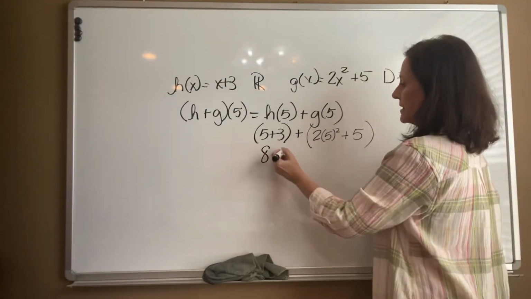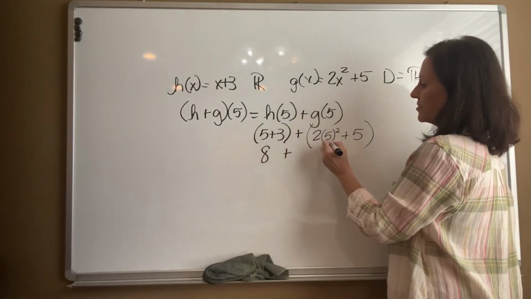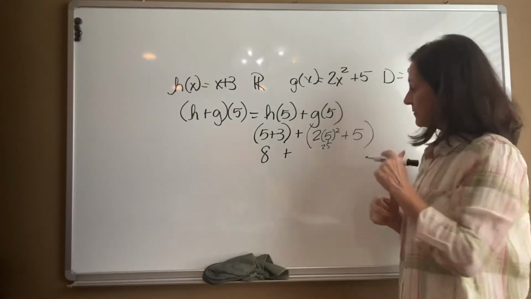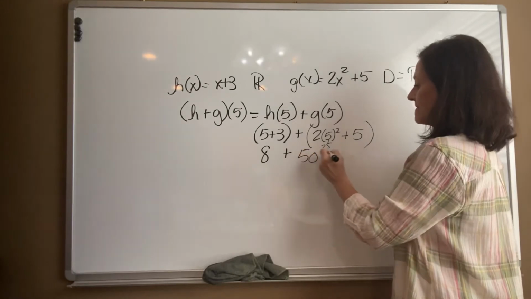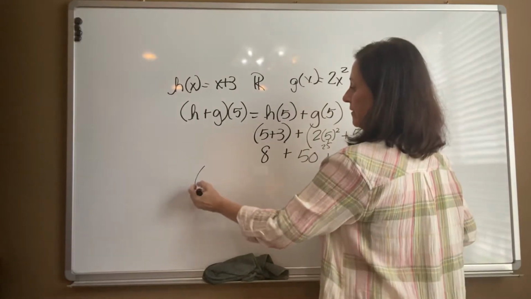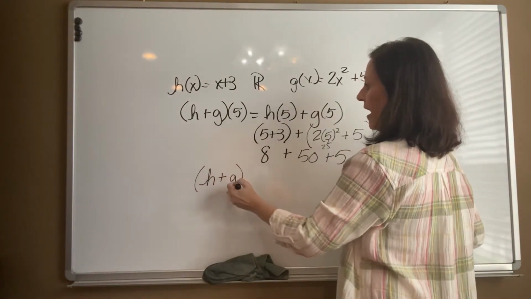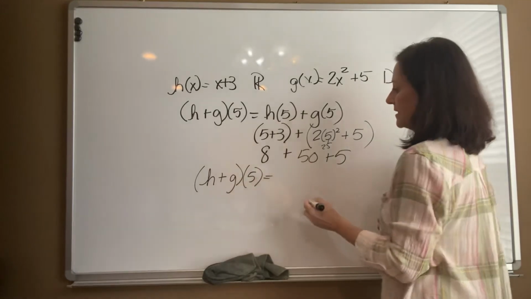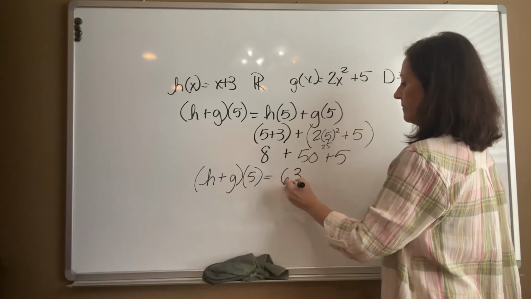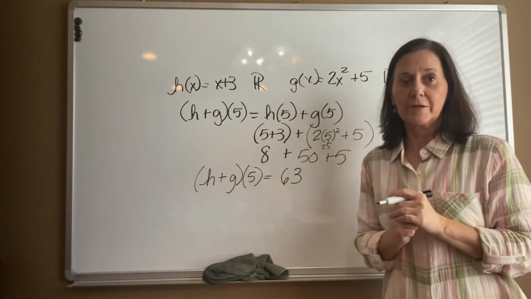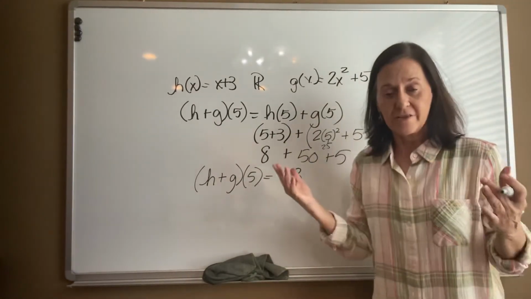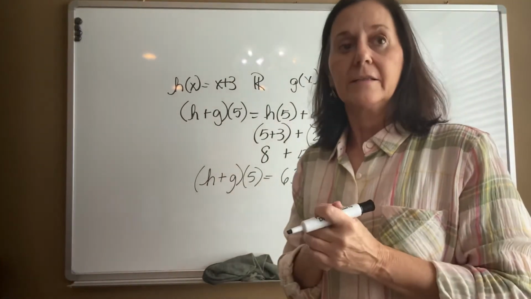All right, so 5 plus 3 is 8. 5 squared is 25. 2 times 25, rather, is 50, plus 5. So 50, 5, and 8 is 63. I had to work real quick in my brain. 63. So if this domain for g of x had been changed, that is in fact what the solution would have been.